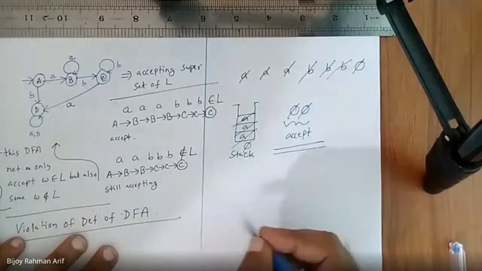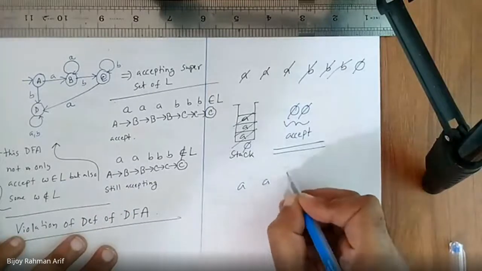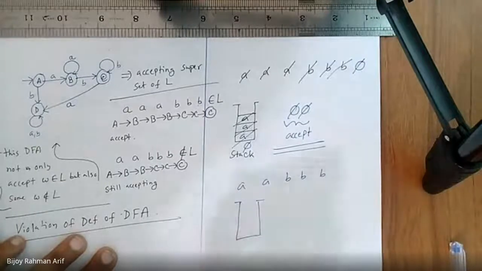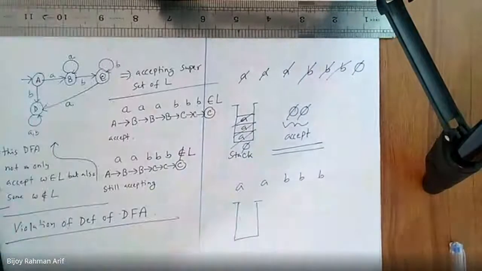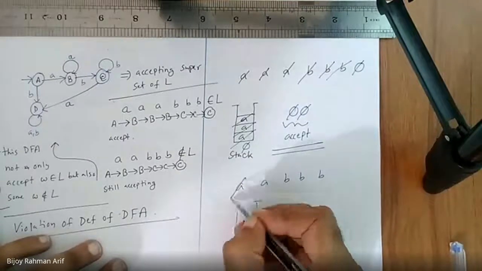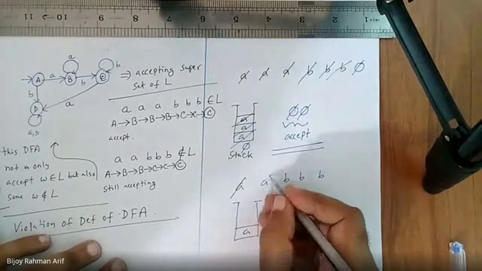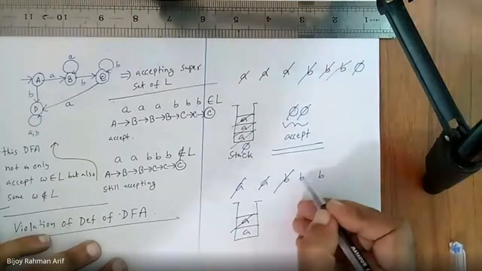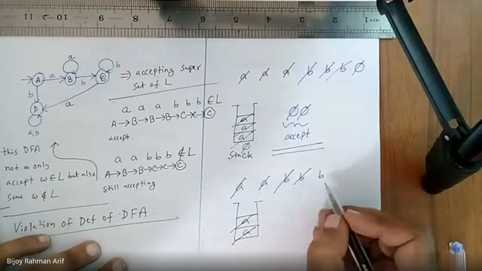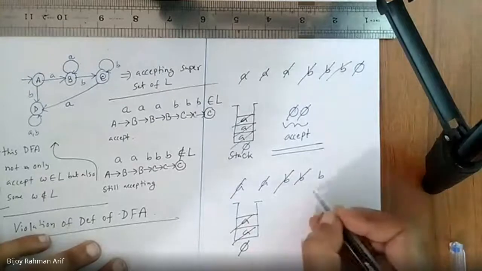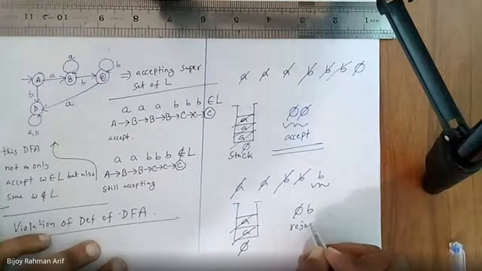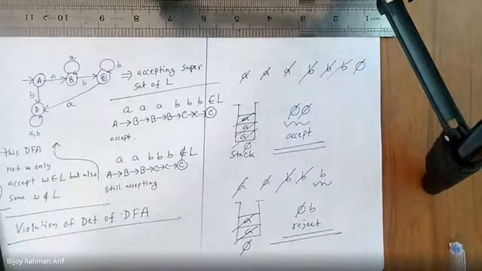Yes, sir. How about this? Now if you take this string, A, A, B, B, B. Initially my stack is empty. I get A, I push. I get another A, I push. I get B, I pop. I get another B, I pop. But the stack becomes empty, while the input is not empty. I get another B, what am I going to do? Reject. Did you get it?